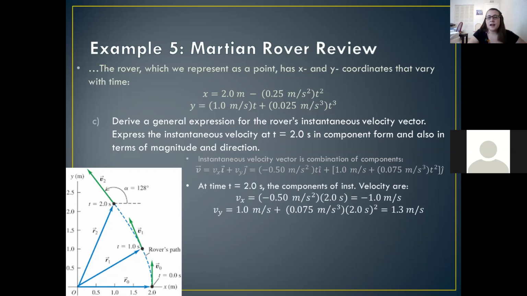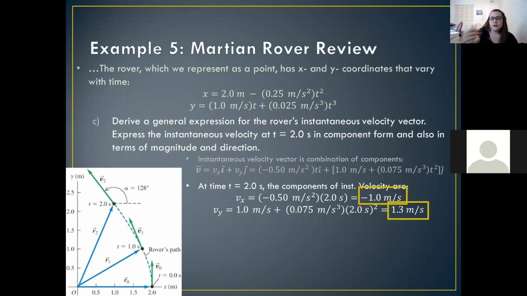So now we need to do it at a time of 2 seconds, right? We've derived the general expression for the velocity vector, but now we need to put it at that particular instant. So at the instant time equals 2 seconds, for the components of the instantaneous velocity, all we would do is plug in 2 seconds for our time, and you can see we get the result there. So our x velocity at that moment is -1 meter per second, and our y velocity at that moment is positive 1.3 meters per second. Okay. So that's the instantaneous velocity in component form, right?